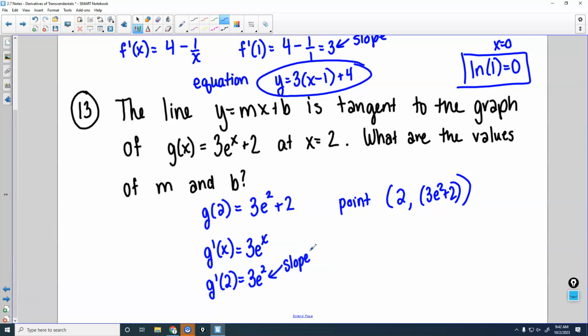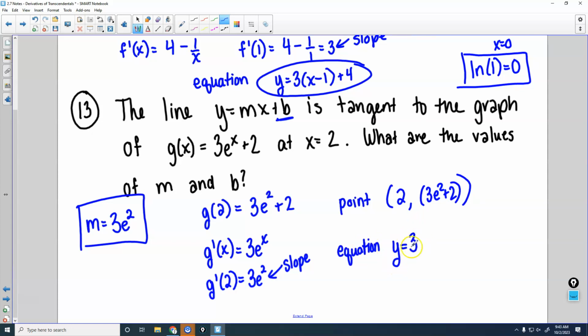Okay, now we have one answer already. What is m? Is 3e to the second, because that is our slope and m is your slope. So there's one of our answers already. Now for the second answer for that b, it's asking us for the y-intercept. So we got to write our equation, which is awful, because we're going to have y equals 3e squared times x minus 2 plus 3e squared plus 2.